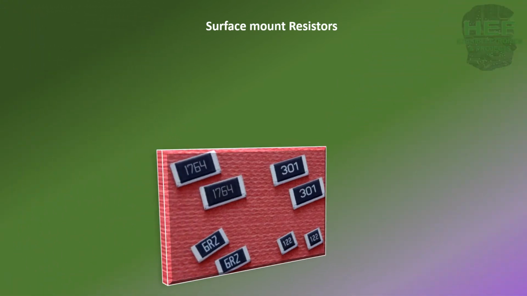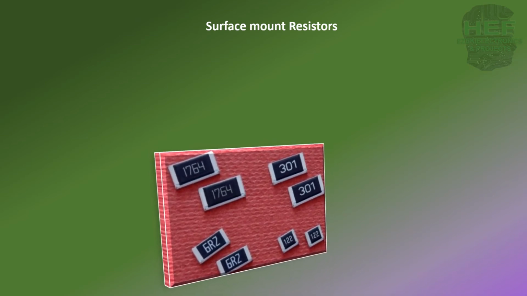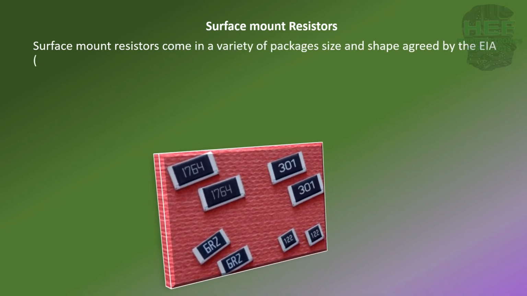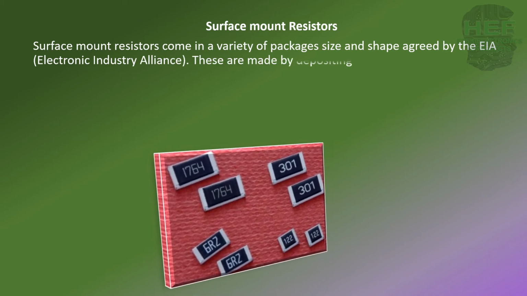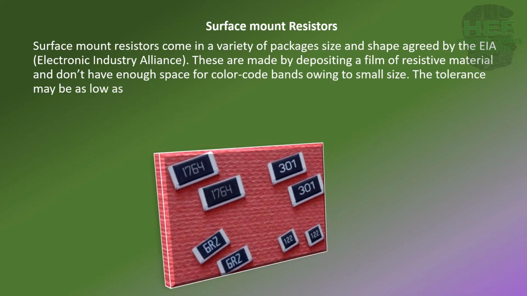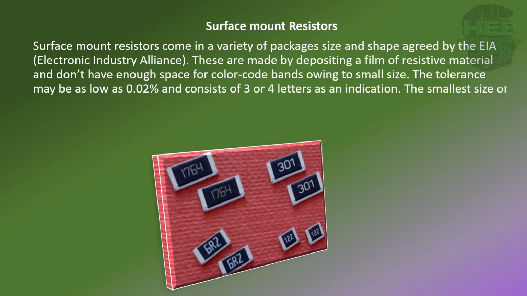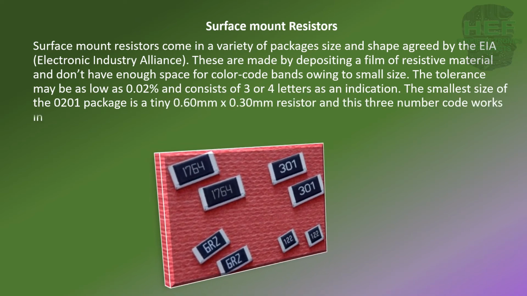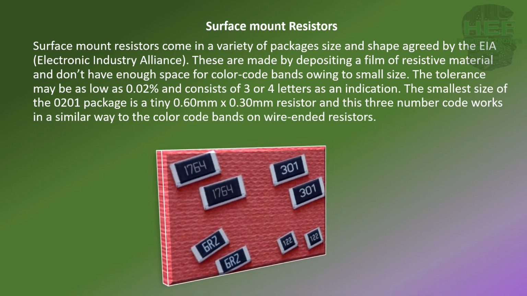Surface mount resistors. Surface mount resistors come in a variety of packages, sizes, and shapes agreed by the Electronic Industries Alliance. These are made by depositing a film of resistive material, and don't have enough space for color code bands owing to small size. The tolerance may be as low as 0.02% and consists of 3 or 4 letters as an indication. The smallest size, the 0201 package, is a tiny 0.60mm x 0.30mm resistor, and this 3-number code works in a similar way to the color code bands on wire-ended resistors.